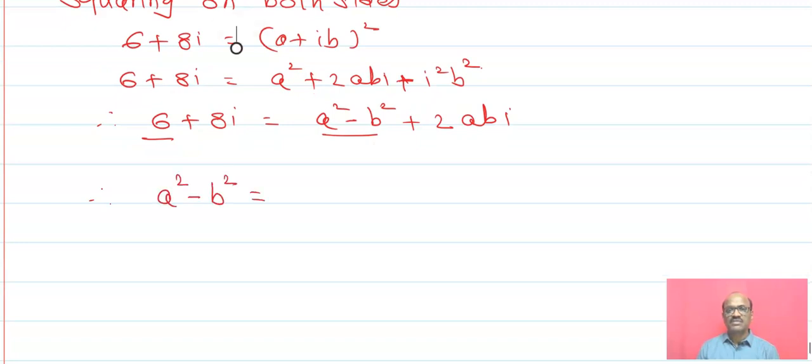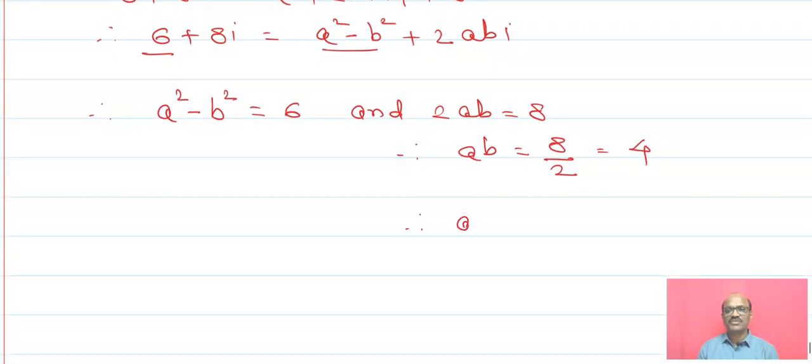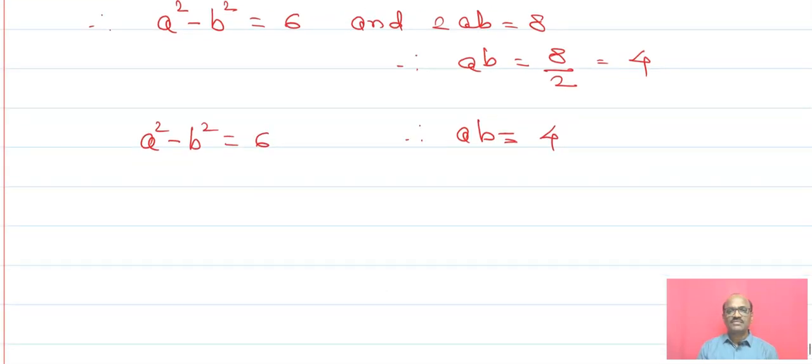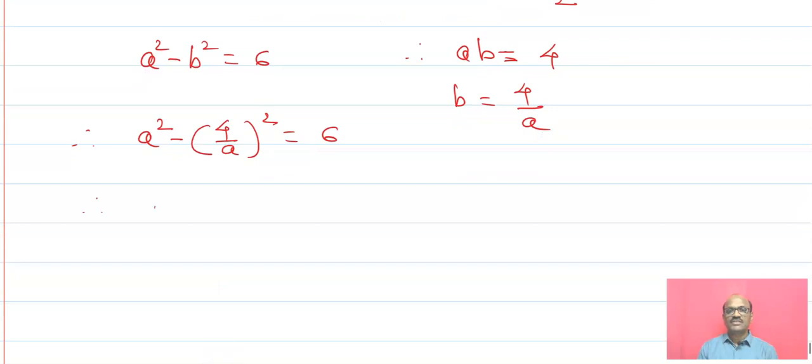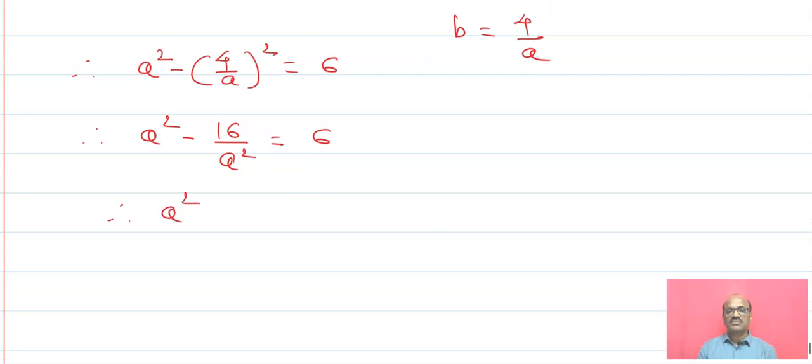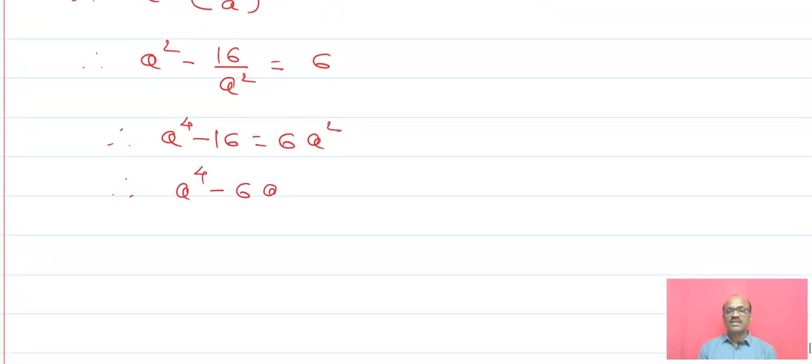Therefore, a square minus b square is equal to 6, and 2ab is equal to 8. Therefore, ab is equal to 4, so b is equal to 4 upon a. Now substitute the value. a square minus (4 upon a) whole square is equal to 6. a square minus 16 upon a square equals 6. a to the power 4 minus 16 is equal to 6a square. a to the power 4 minus 6a square minus 16 equals 0.